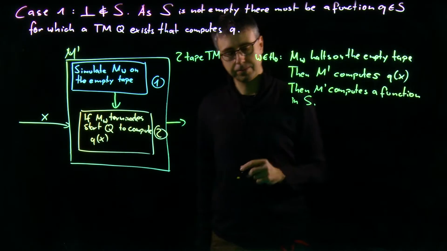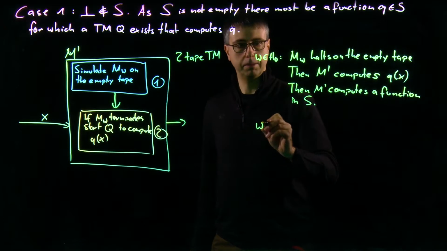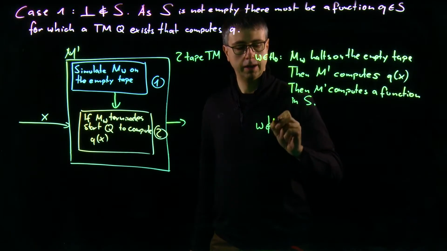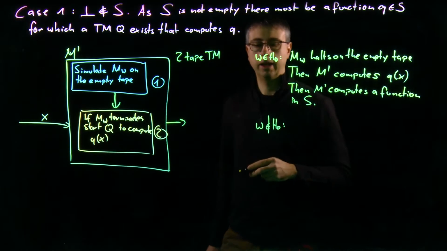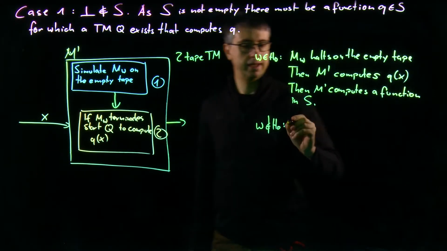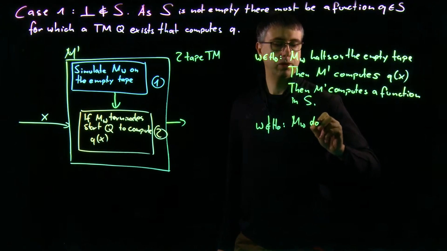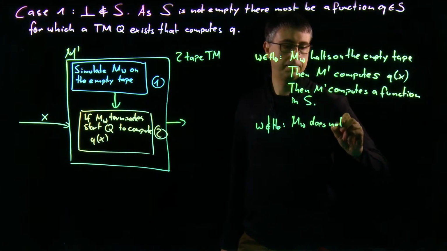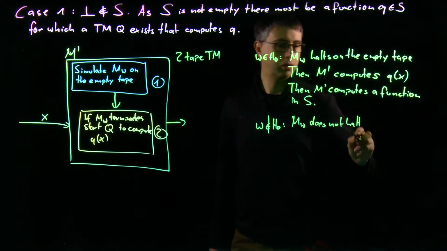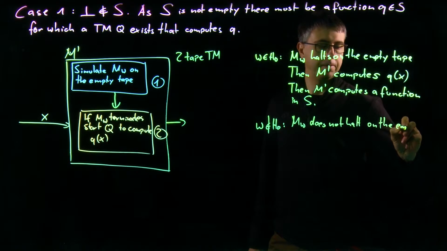In S. So that's the first case. Let's see what happens in the second case. If W is not in H0, this means that MW does not hold on the empty tape.